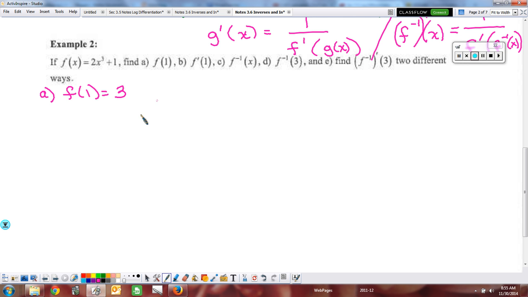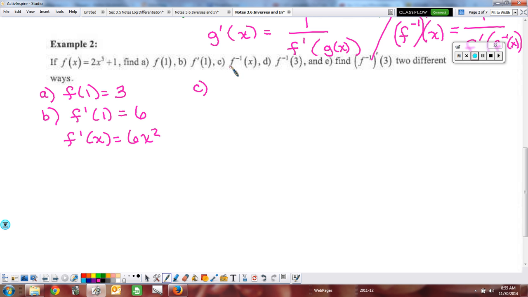All right. Now they want me to find f prime of 1. To find f prime of 1, I'm going to first find f prime of x. So that would give me 6x squared. So f prime of 1 is going to equal 6. Right. Then we have C.